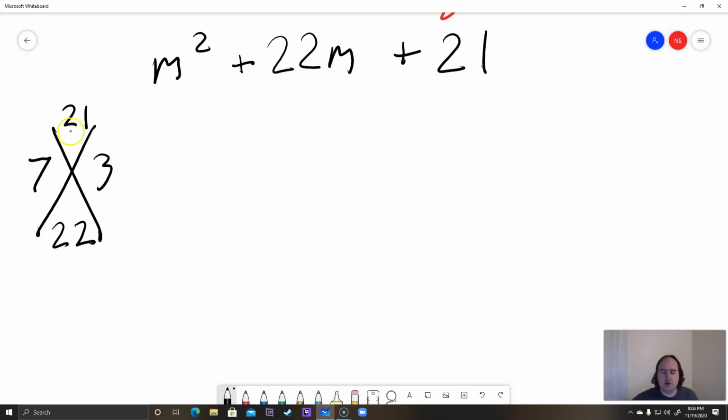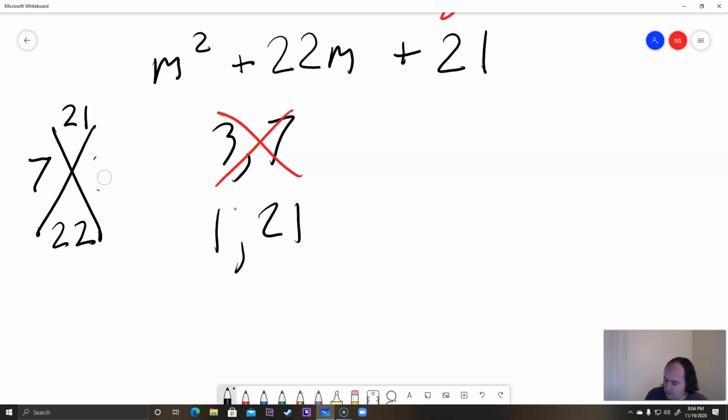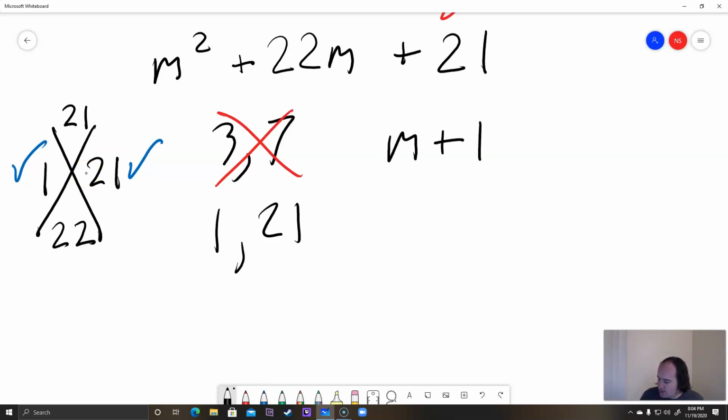So think about other numbers that multiply to 21. Well, there aren't a whole lot of them. Actually, the only other option besides 3 and 7, which didn't work, would be 1 and 21. Because 1 times 21 is 21, and 1 plus 21 is 22. So we found the numbers. So those check out. So that means we factor this as, sorry, not m squared, we factor this as m plus 1 times m plus 21.